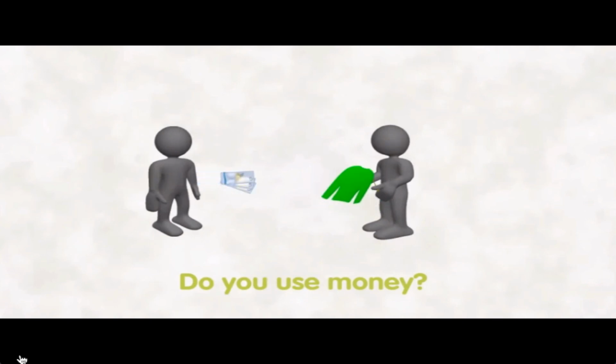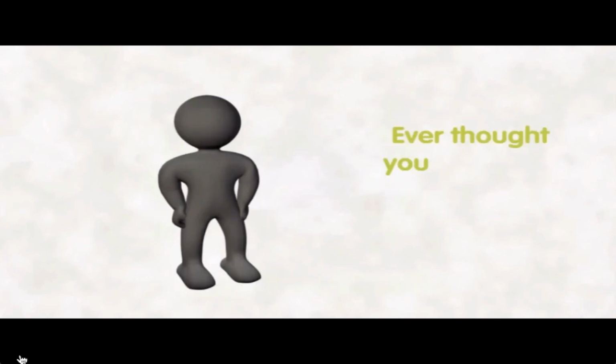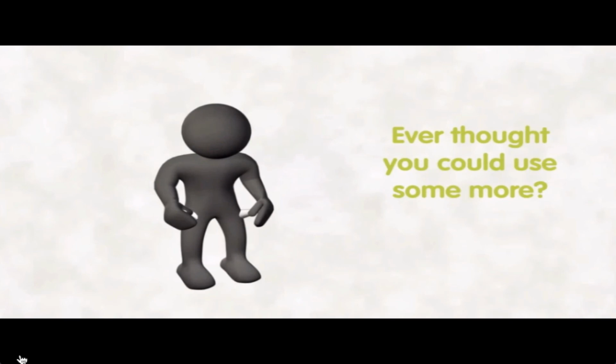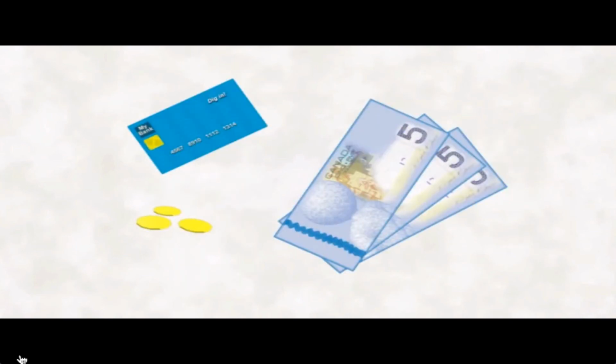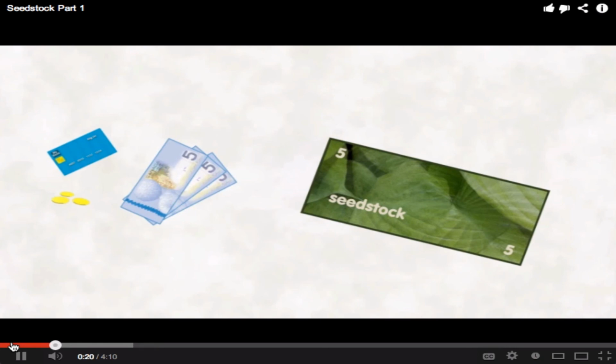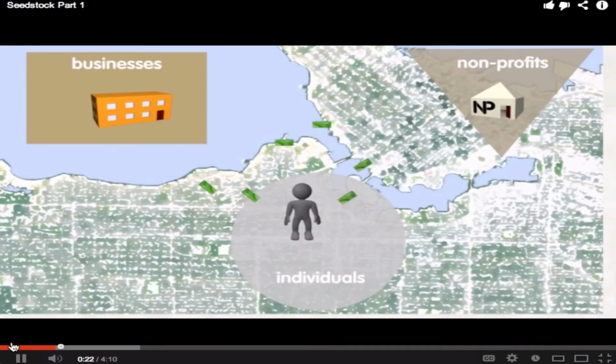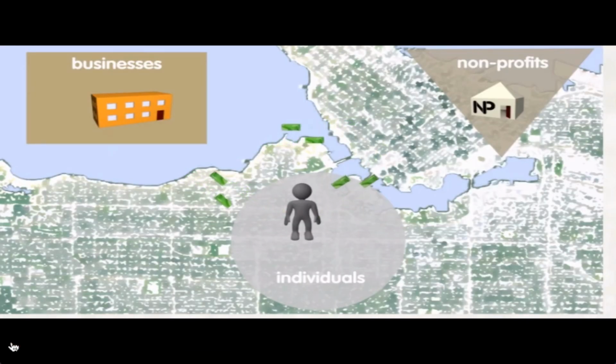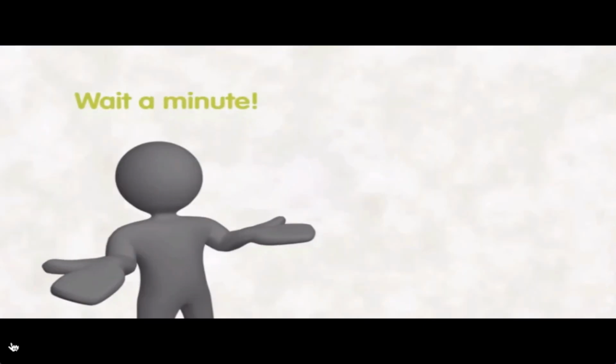Do you use money? Have you ever thought that you could use some more? We can't help you get more of the usual stuff, but you can have more money if you use Seedstock. Seedstock is a community currency that users agree to value as $1 both when they spend it and when they earn it. Let's back up just a little to explain this.